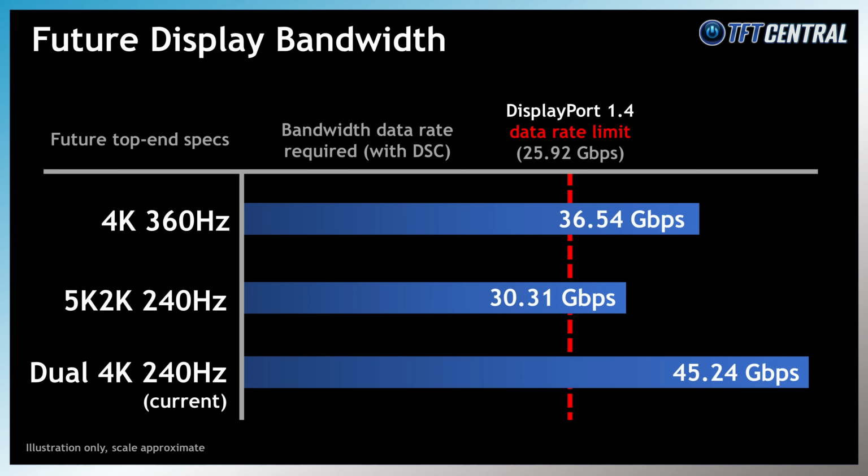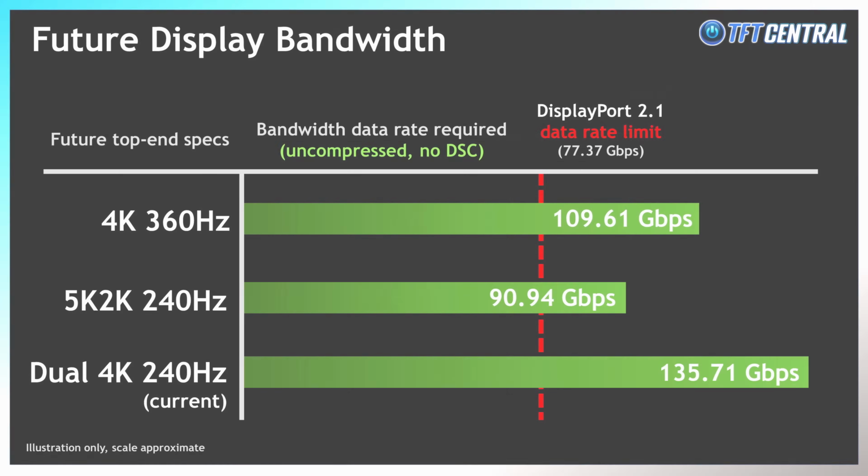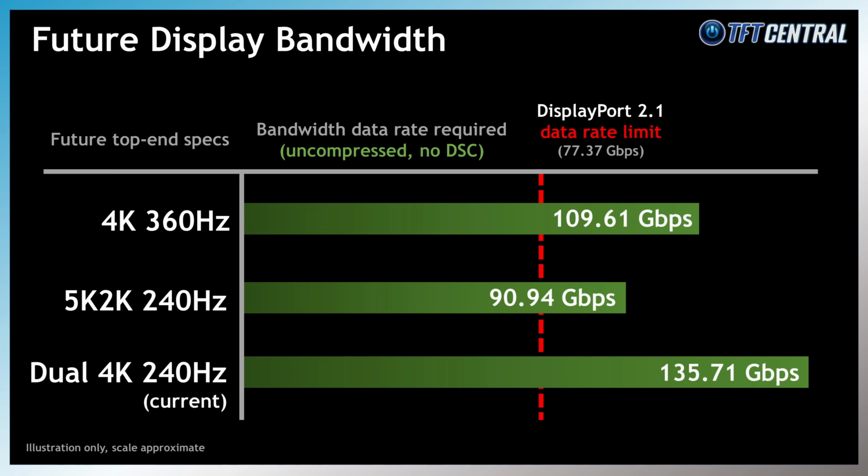DP 2.1 will obviously have to be adopted to support future specs like 5K2K at 240Hz, for instance, that we already know are planned in the OLED panel market at some point, hopefully before too long. That would need the new UHBR speeds, as it's beyond DP 1.4 with DSC, although note that this new combination is already too high for uncompressed signals even on the top DP 2.1 tier, so that will need to use DSC anyway. As we showed earlier, the new specs will need DP 2.1, but they're also going to need DSC.